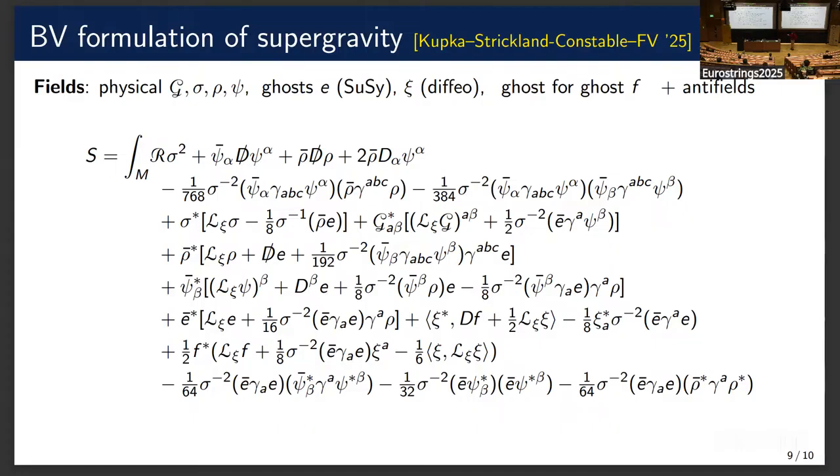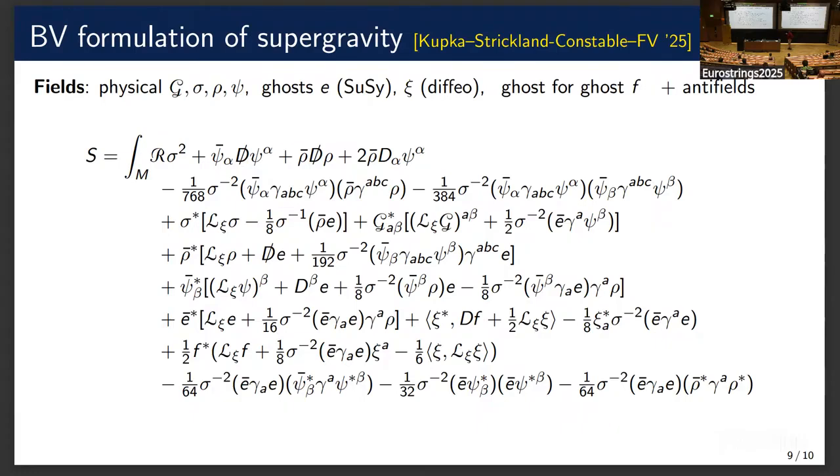The next line is simply the symmetry algebra. This encodes these hard calculations about the commutators of supersymmetries and all that. The next line is less intuitive. This is the ghost for ghost contribution. But the important bit is the last line, which is quadratic in the antifields. And this is the thing that is responsible for the non-closure of the algebra.